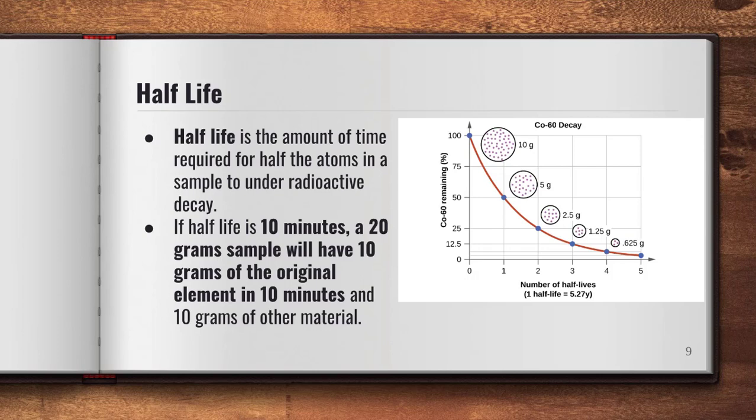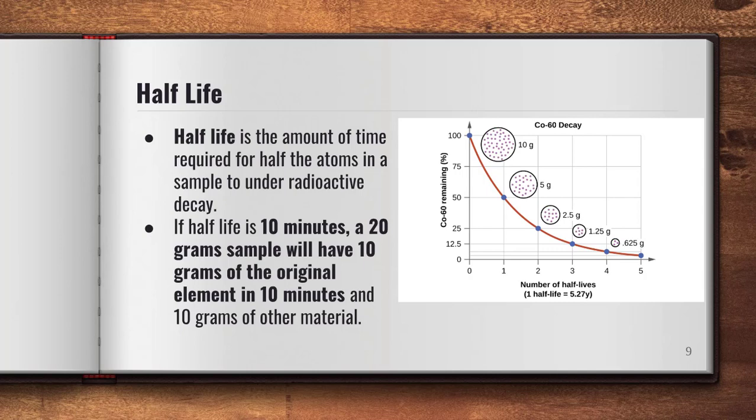The next key concept we're going to take a look at is half-life. And half-life is the amount of time required for half of the atoms in a sample to undergo some form of radioactive decay. So if half-life is 10 minutes, a 20-gram sample will have 10 grams of the original element left in 10 minutes and then 10 grams of the other material.